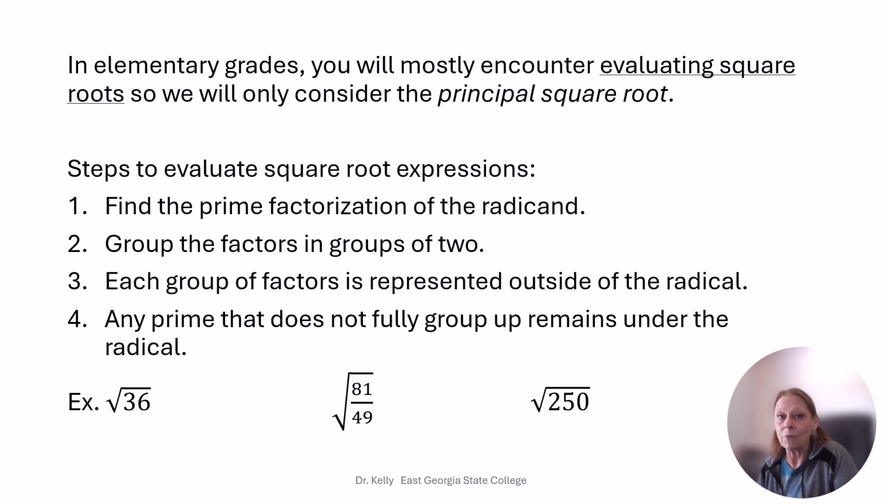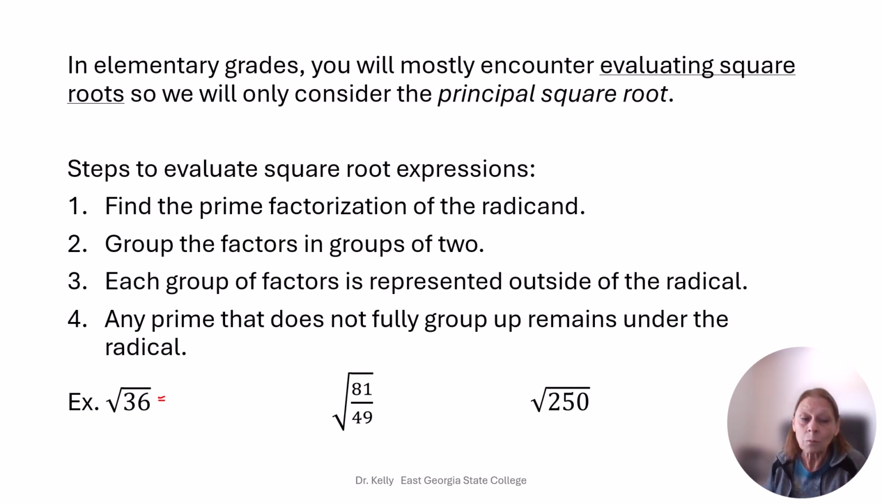First, you find the prime factorization of the radicand. Then you group the factors into groups of 2, and each group of 2 factors is represented outside of the radical as 1 outside, because it takes a pair to get that number, and then any prime that does not fully group up remains under the radical. So let's look at a couple of examples here.